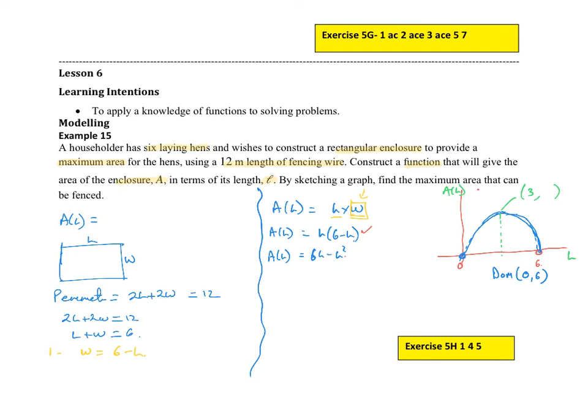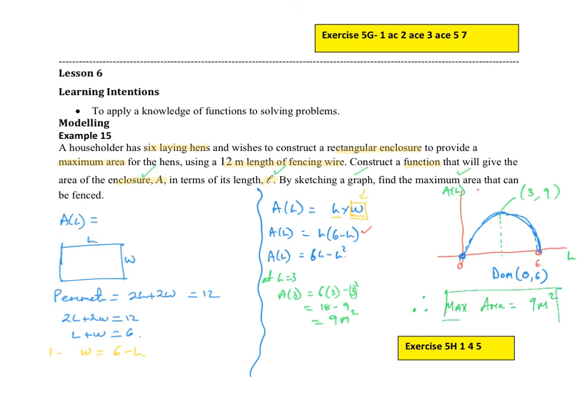So what happens if L is equal to 3? At L equal to 3, A of 3 is equal to 6 times 3 minus 3 squared, which is equal to 18 minus 9, which is equal to 9 meters squared. So that's the point 3, 9. So let's reread. I've got the area of the enclosure A in terms of L. I've sketched the graph, find the maximum area. So therefore, maximum area is equal to 9 meters squared.